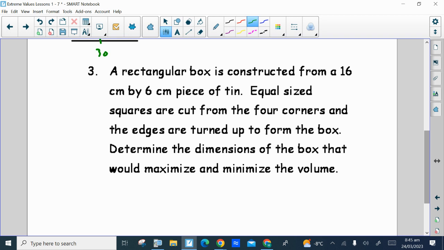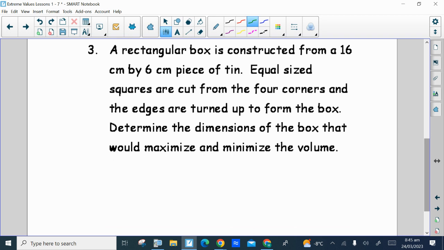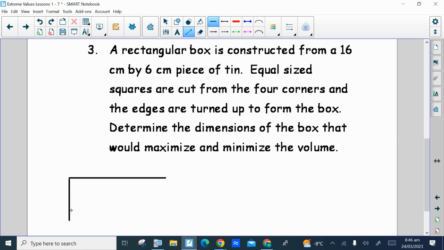Number 3, a rectangular box is constructed from a 16 centimeter by 6 centimeter piece of tin. Equal size squares are cut from the four corners. The edges are turned up to form the box. Determine the dimensions of the box that would maximize and minimize the volume. So in this case, you're starting with a 16 by 6 piece of tin.